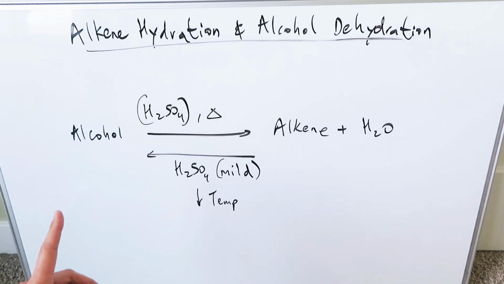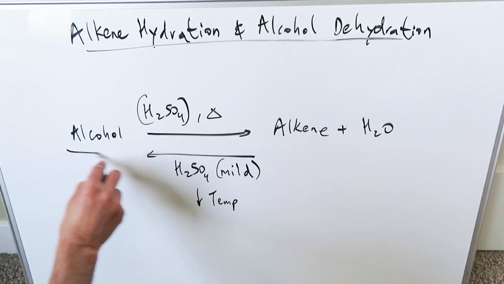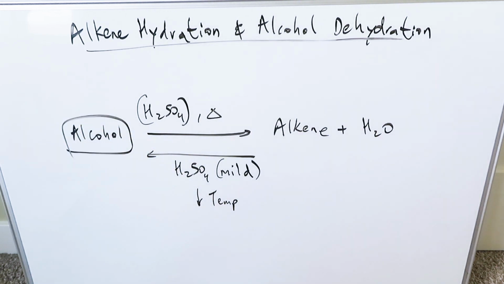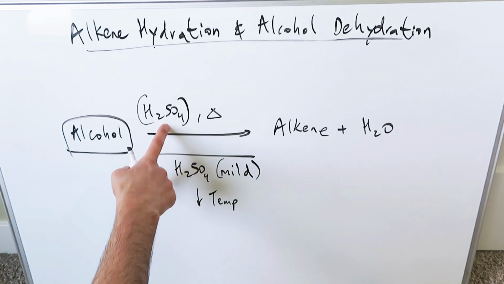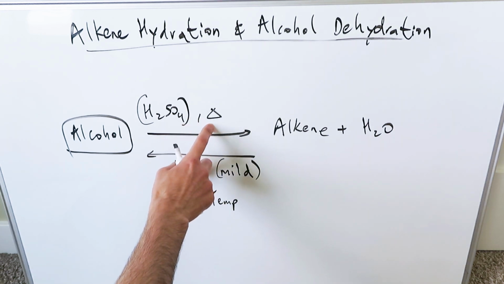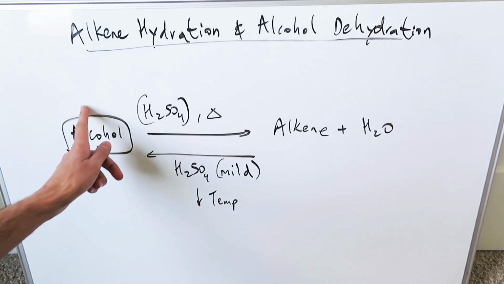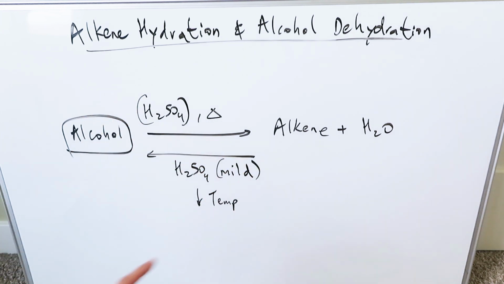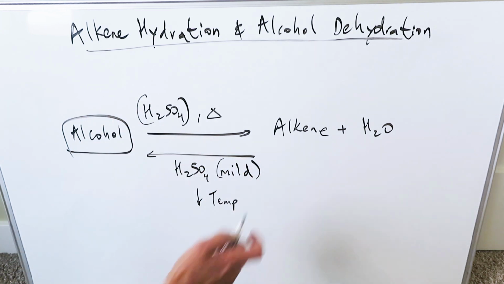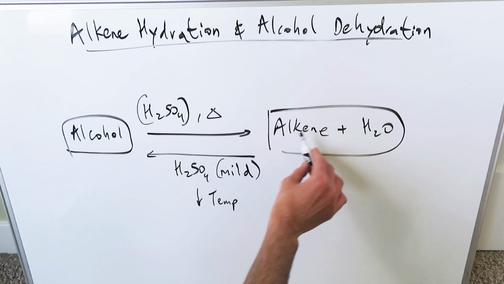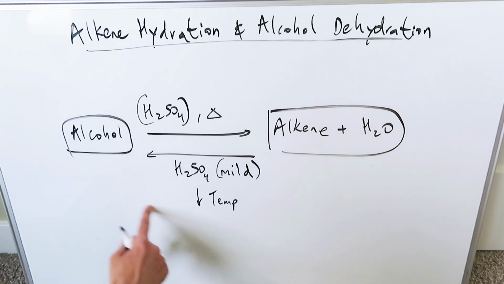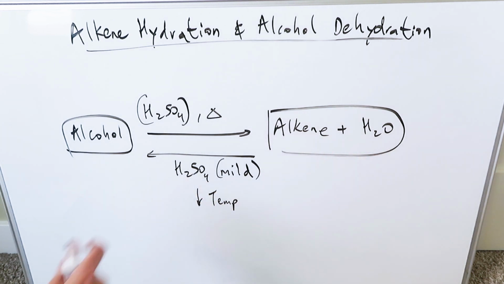We're looking here at alkene hydration and alcohol dehydration. Focus over here, alcohol. If you were to take this alcohol and hit it with concentrated sulfuric acid at high temperature, you can convert it, meaning you can dehydrate it, into an alkene and water byproduct. If you take a look at this side, you have alkene and water, then you can hydrate it back to an alcohol in the presence of mild conditions, sulfuric acid and low temperature.